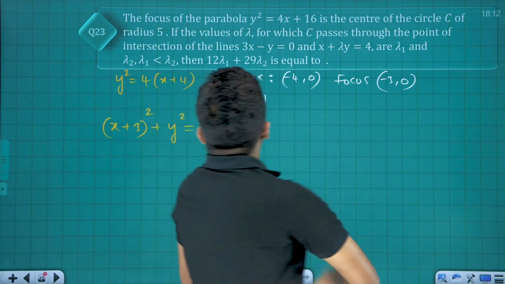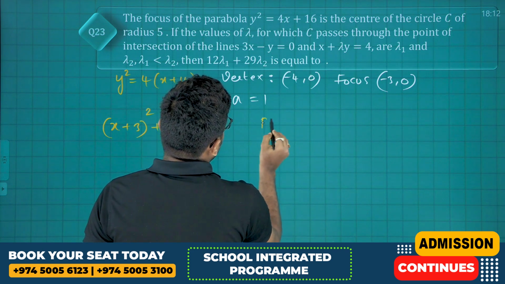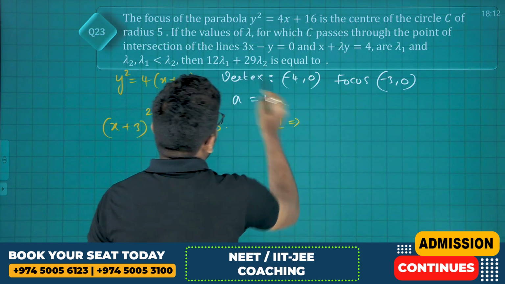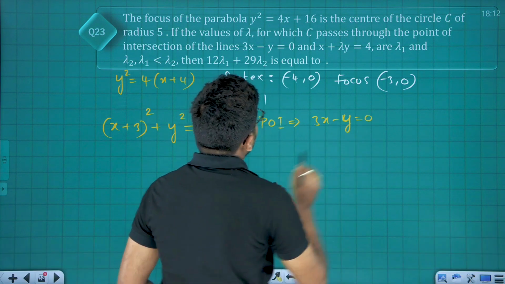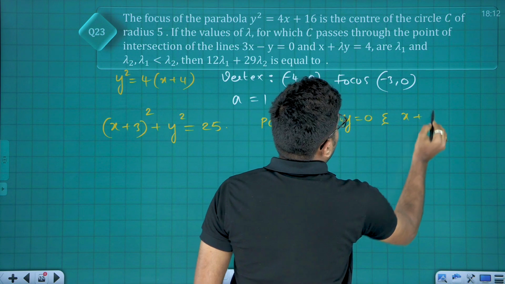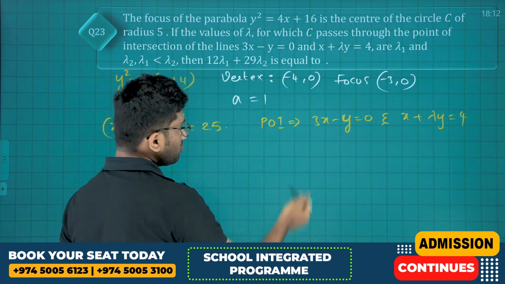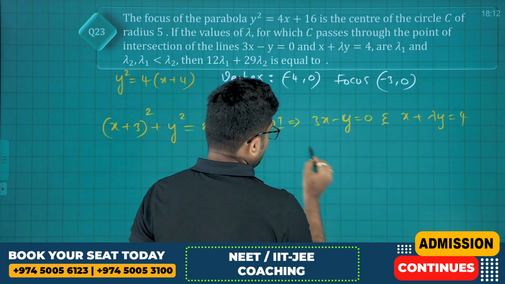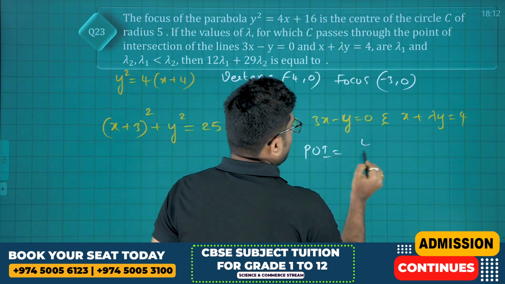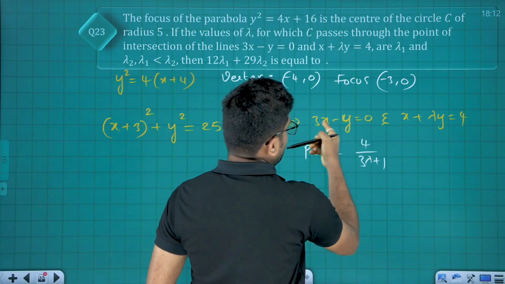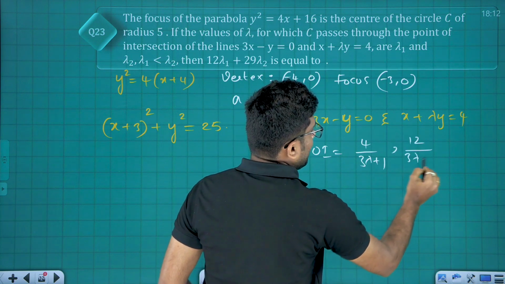Now what have they given? This circle is also passing through the point of intersection of two lines. What are the two lines? We have to find the point of intersection of the two lines 3x minus y is equal to 0 and x plus lambda y is equal to 4. If you find the point of intersection, it is 4 by 3 lambda plus 1 (4 3 is 12), comma 12 divided by 3 lambda plus 1.